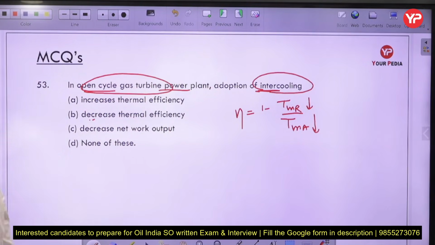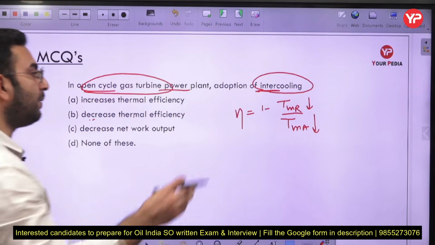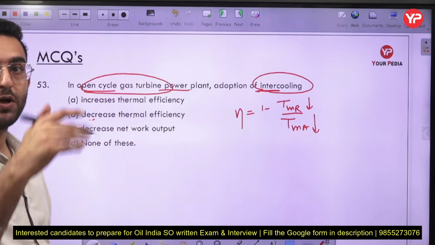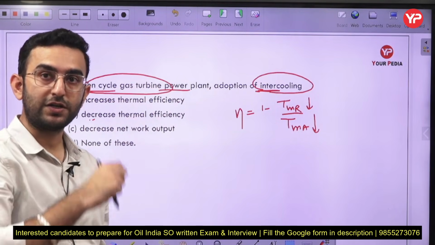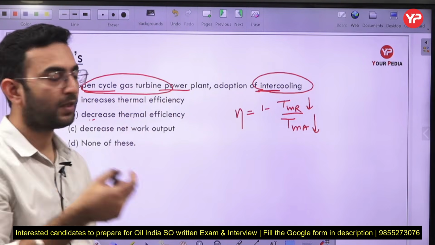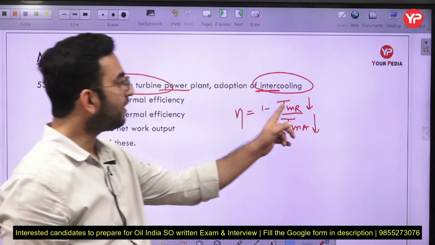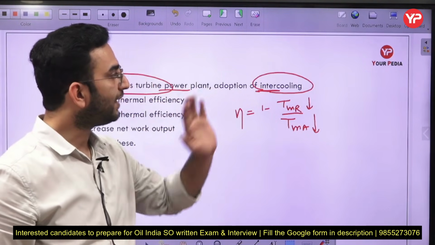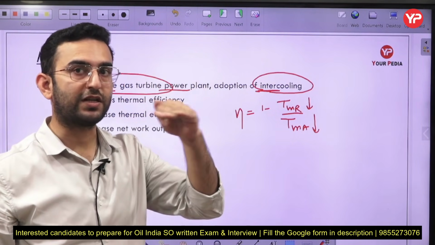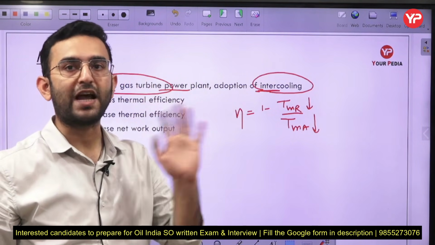In that case, we are not sure what the effect is on the mean temperatures here. The one thing that is certain is that the mean temperature of heat addition is going to be reduced significantly. Why? Because compressor work is continuously decreasing and the input to the boiler is at a lower temperature now. And for the mean temperature of heat rejection, we don't know whether it is decreasing, remaining constant, or increasing here. It depends upon the actual condition.